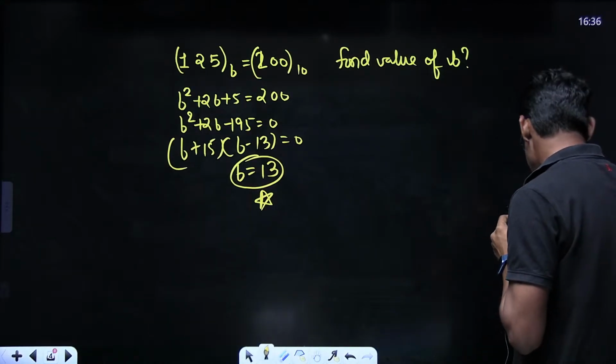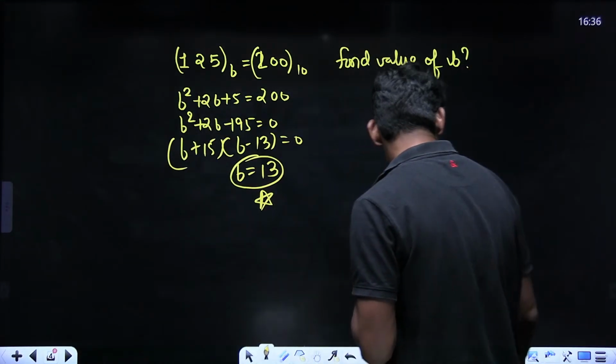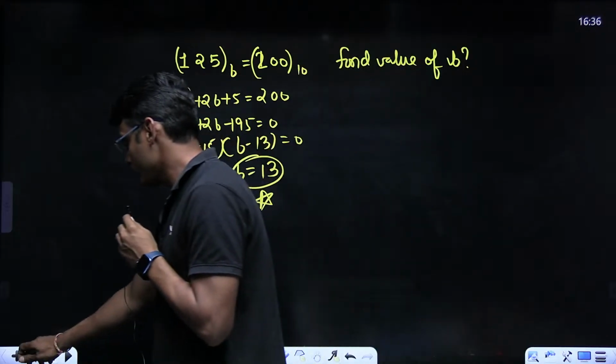b equals 13. Nice. Let's do one more, shall we?